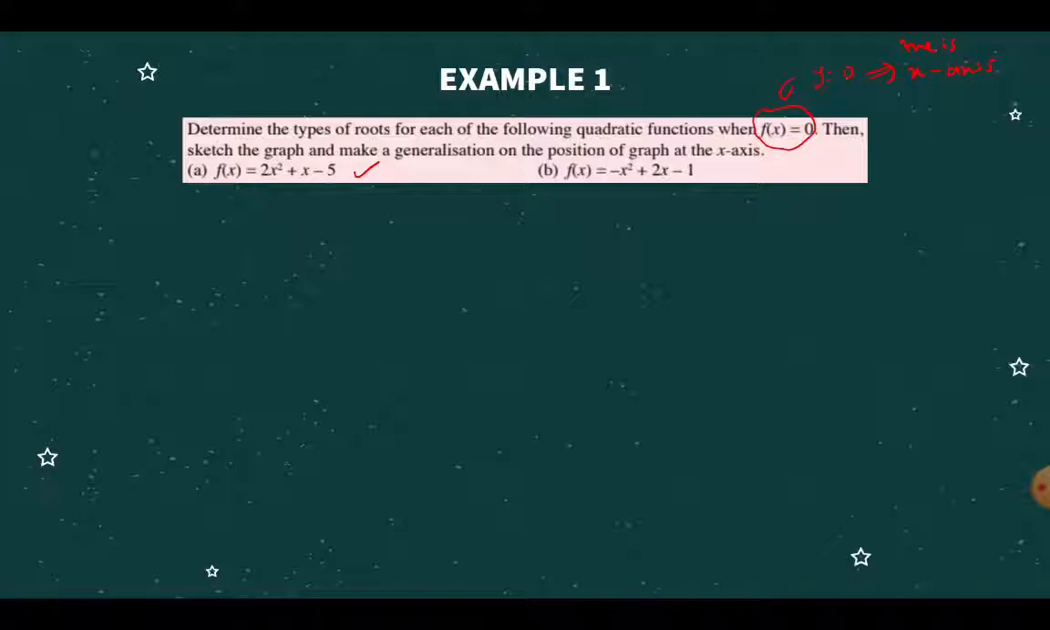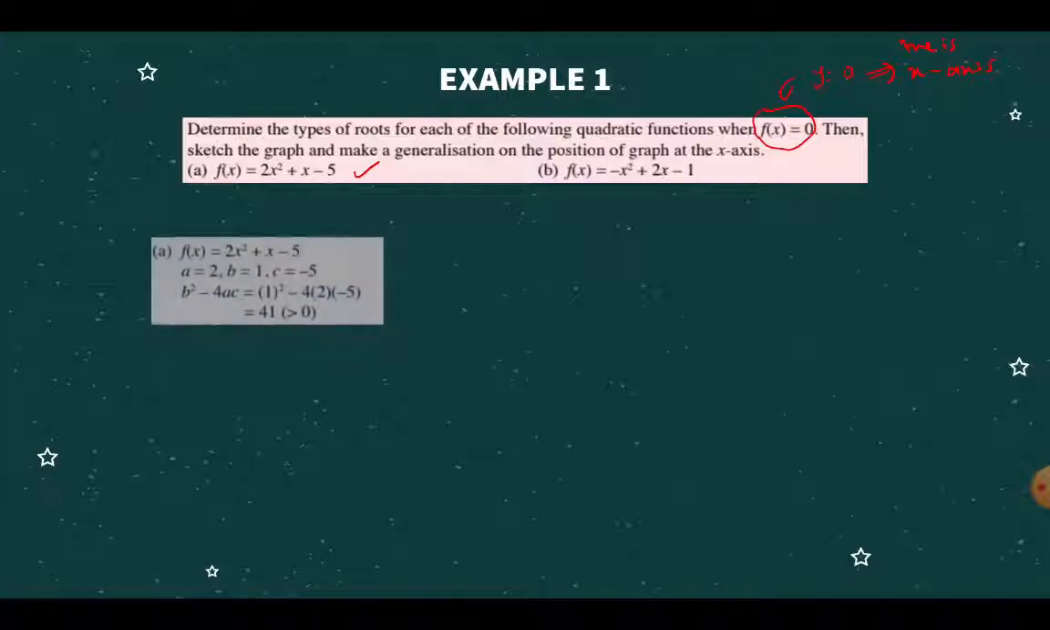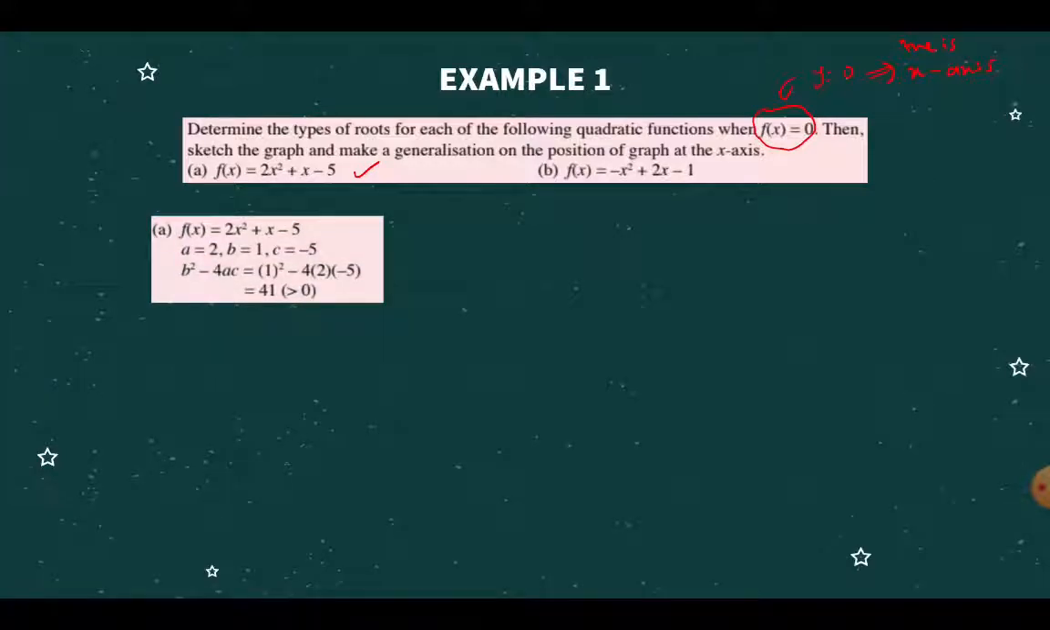Okay, so first of all, when we talk about type of roots, of course, we are dealing with the discriminant. We will relate it with the discriminant. For two different roots, discriminant greater than 0. For two equal roots, discriminant equals 0. For no real roots, discriminant must be less than 0. So first of all, we need to find the discriminant. Determine our a, b, and c, and then find the value of the discriminant.